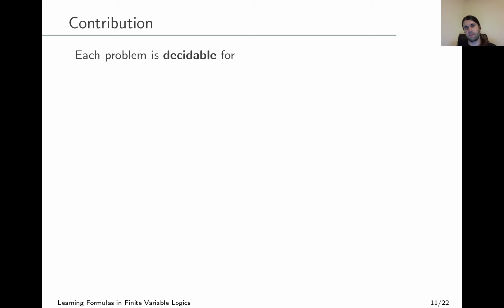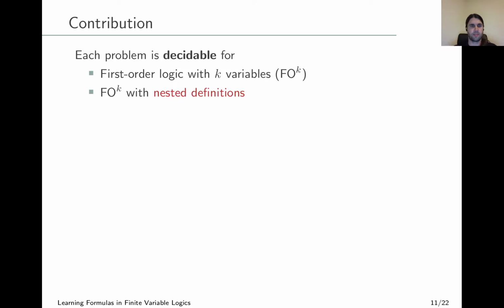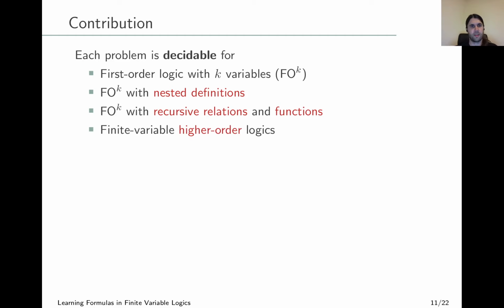Okay, so we do have decision procedures for these problems, searching over an infinite space of formulas and terms. So the 3 problems were separator synthesis, query synthesis, and term synthesis. So they're each decidable for first order logic with k variables, which we call FOK, for FOK with nested definitions like the reach definition, for FOK with recursively defined relations like reach and recursively defined functions, and also for finite variable versions of higher order logics.